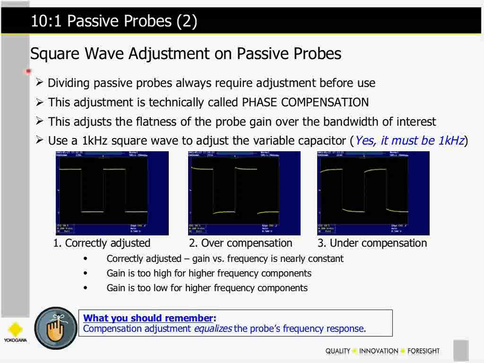Once you adjust the square wave adjustment on any given channel, we leave that probe on that channel. If you move it, you'll need to recompensate it.